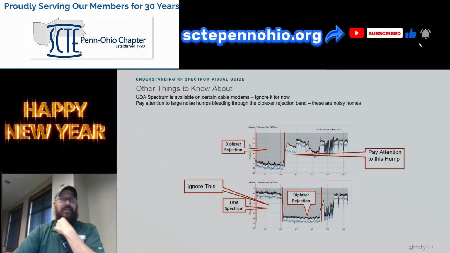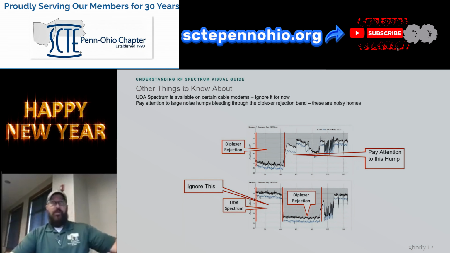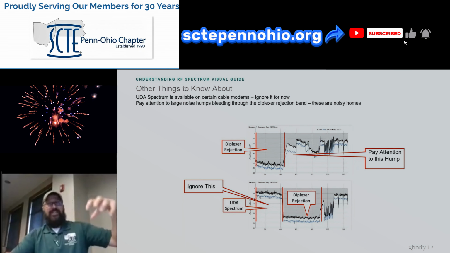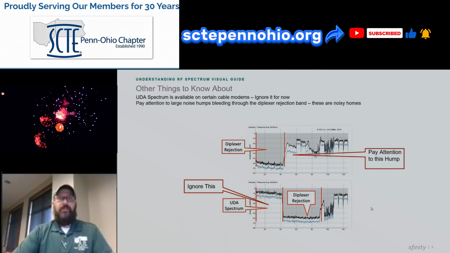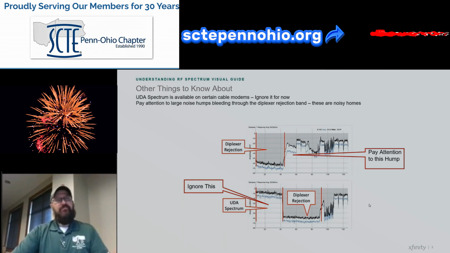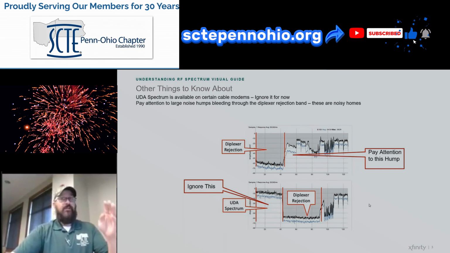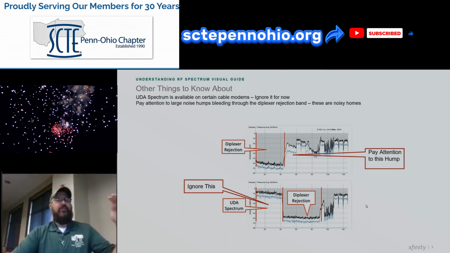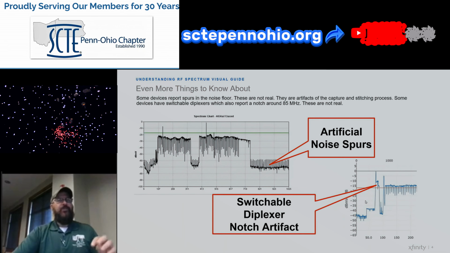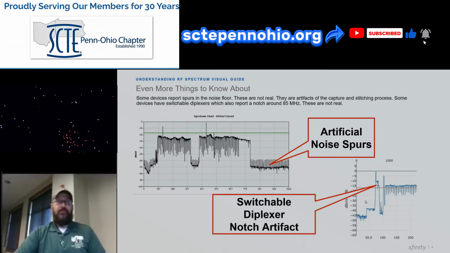Now this device you can also see has some FM ingress here as well. So that's indication that there's a shielding integrity problem in the house or out in the plant, and there's FM energy getting into the cable plant being transmitted all the way to this device. So just a couple of nuances on how to understand what device it is, what the diplex cutoff of that device is, and then how different devices react to representation of the full band capture.